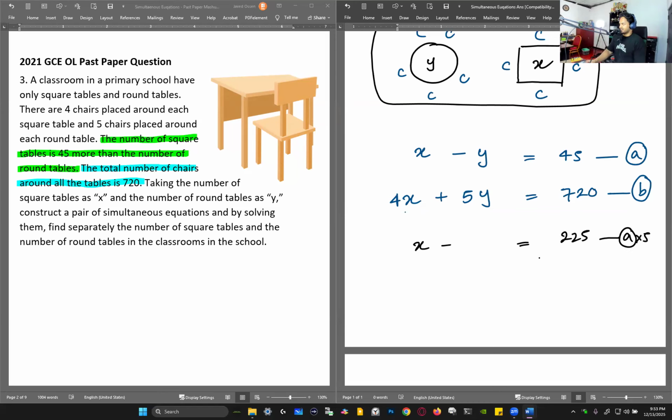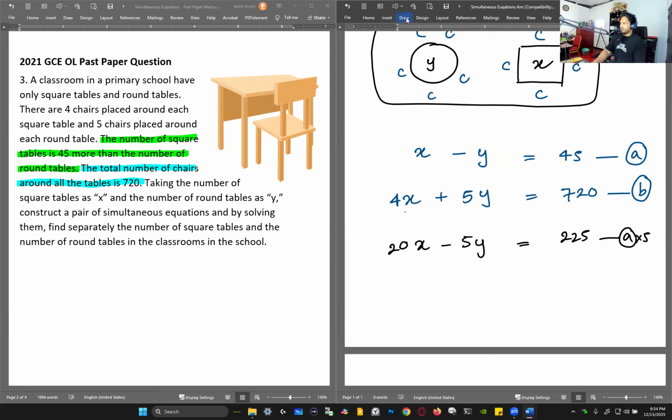So 45 multiplied by 5 is 225. Negative y multiplied by 5 is negative 5y. 4x multiplied by 5 is what, Miss Fatima? 20x, absolutely. Don't forget the x.